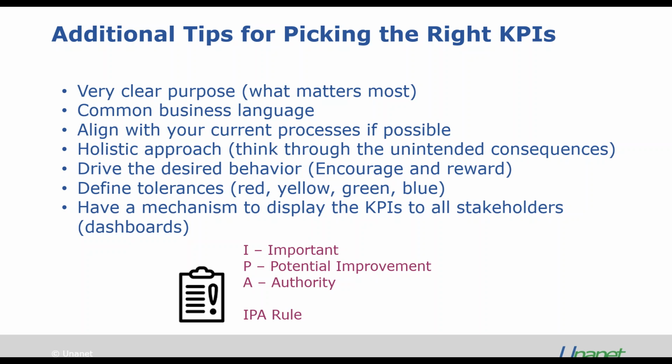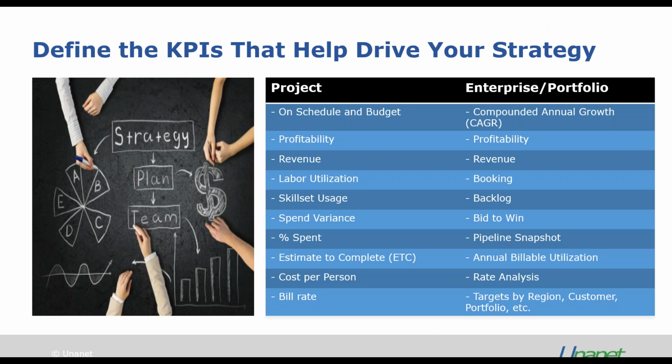You also want to have a mechanism to display those KPIs to all your stakeholders. And those should really be through real-time dashboards, and then define the tolerances so people can visually look at that metric very quickly and see whether it's bad. Bad might be red. Yellow may be trending bad. Green is good, and blue is we're awesome. We're killing our metrics. So these are just some additional tips for picking the right KPIs that you might want to instill.